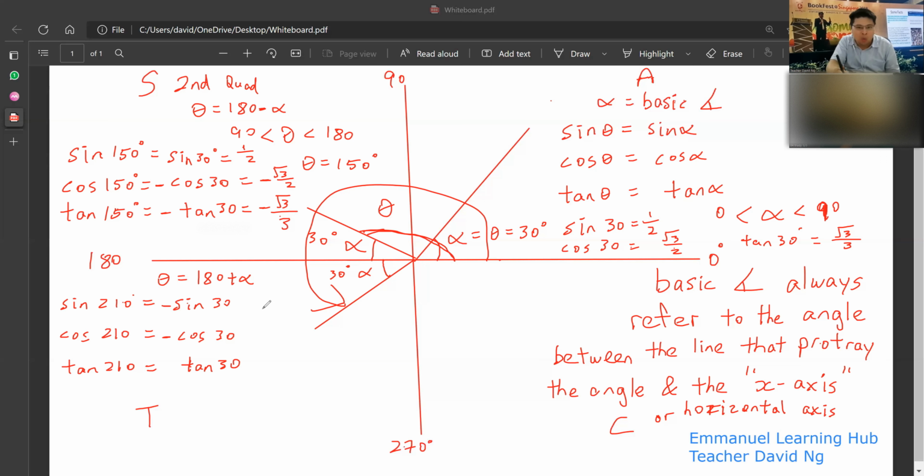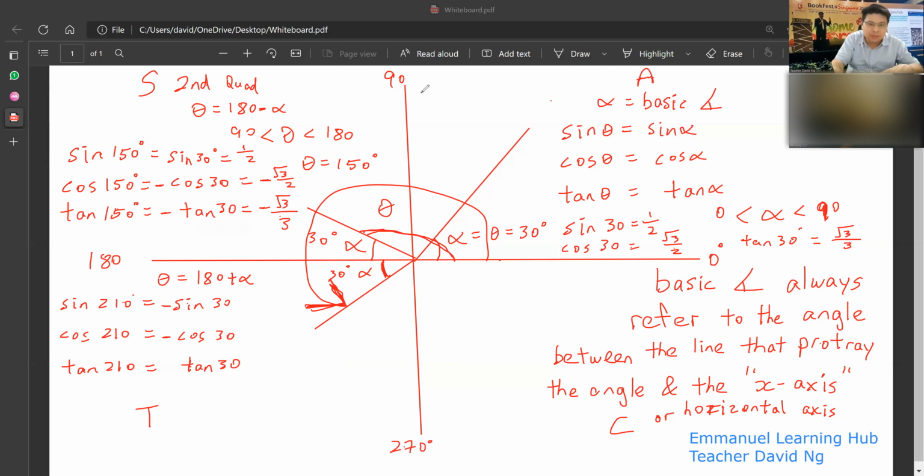The basic angle always lies between the line you draw to portray the angle for theta and the x-axis, or the horizontal axis. So in this case, alpha refers to this fellow here. Then theta is like that, positive theta. Negative is even more confusing, I will explain it later. Okay, this is still the positive cycle.